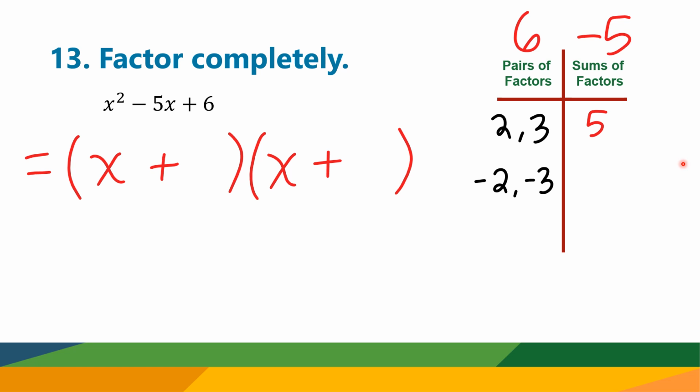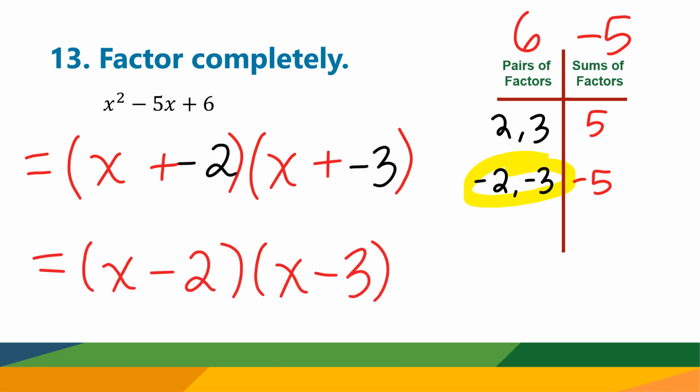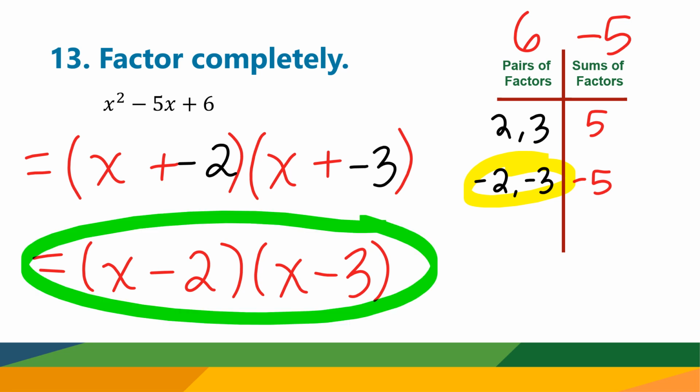And let's see what they're going to add to. 2 plus 3, we said added to 5. And -2 plus -3 adds to -5, which is what we were looking for. So that's our numbers, -2 and -3. So let's plug those in. Then simplify. So that becomes x minus 2, x minus 3. Okay.